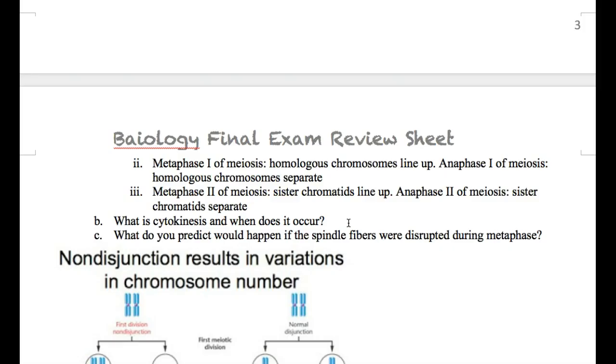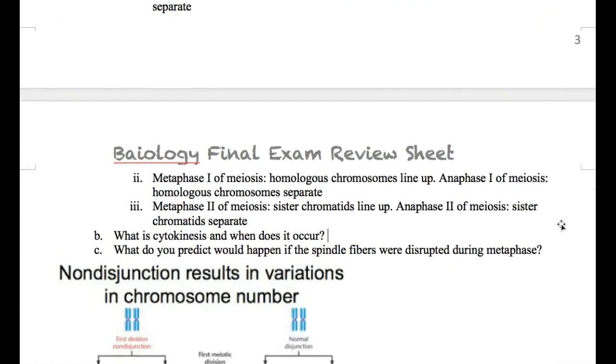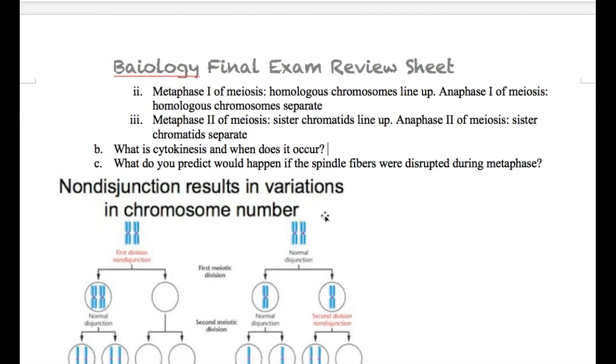What is cytokinesis and when does it occur? So cytokinesis is when the two daughter cells actually separate, completely separate. When does it occur? It occurs after anaphase and telophase. And it happens in both mitosis and meiosis.